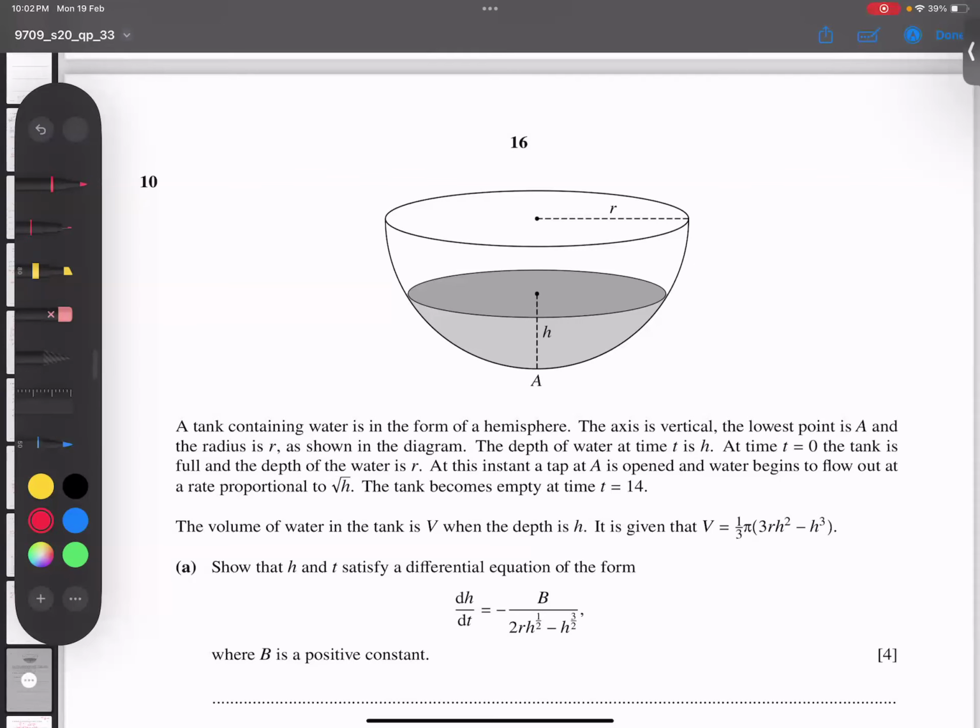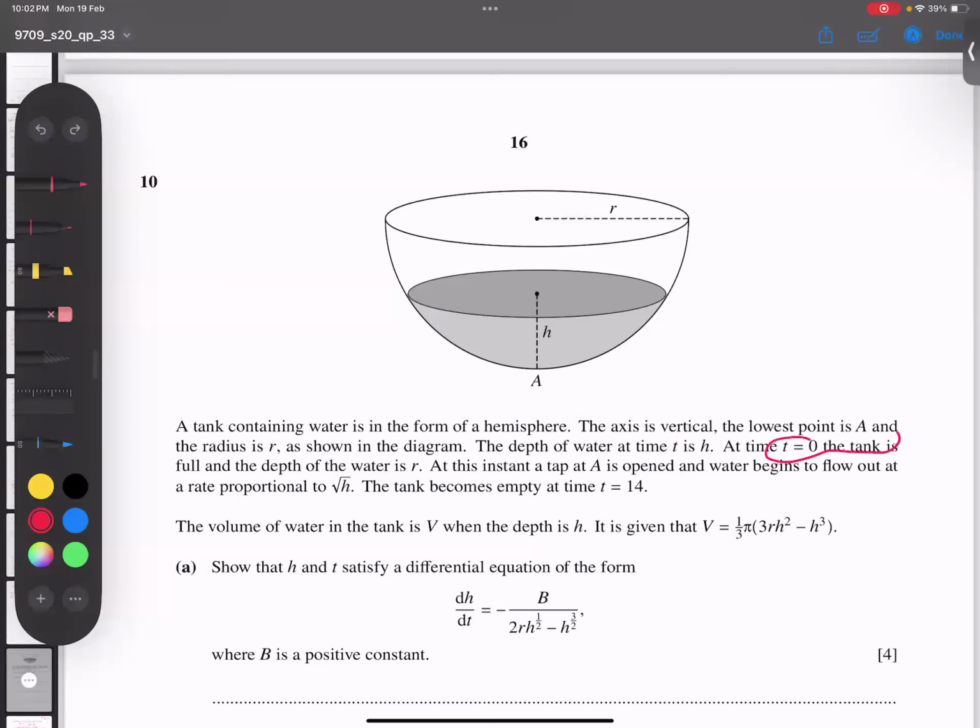So let's start, students. This is the question I have given to solve. Bismillah ar-Rahman ar-Rahim. The tank container contains water in the form of a hemisphere, you can see clearly. The axis is vertical. This is called the axis. And the lowest point of this is A, given here. The depth of water is given as H.